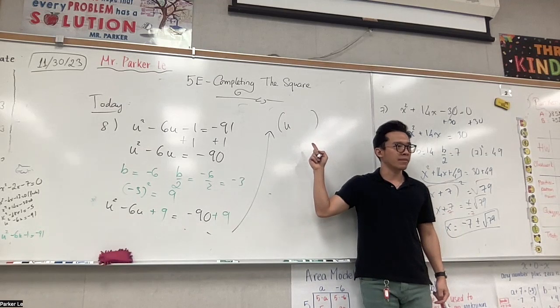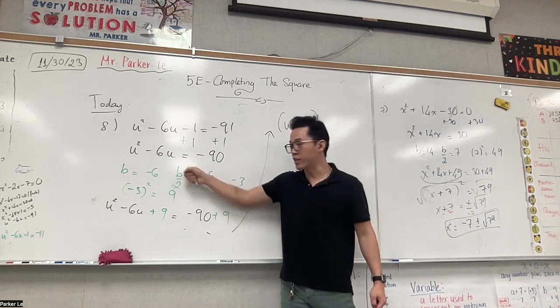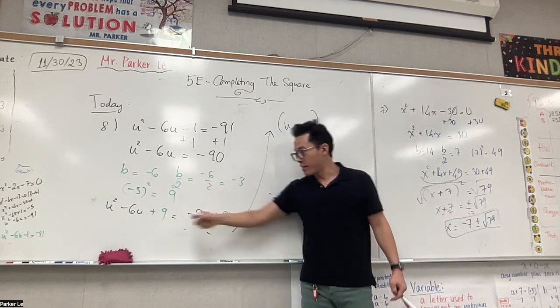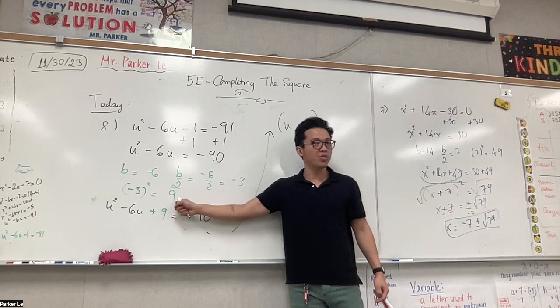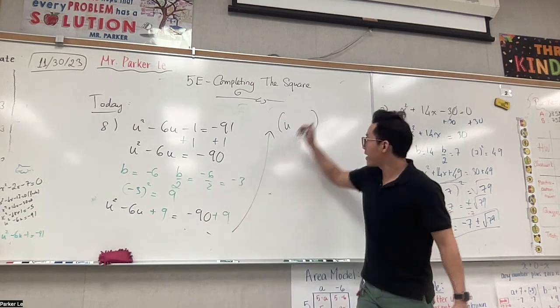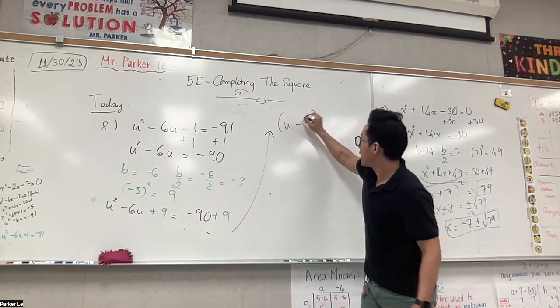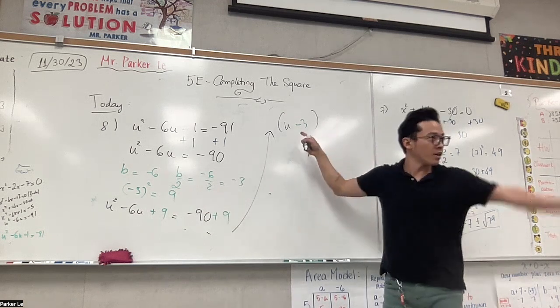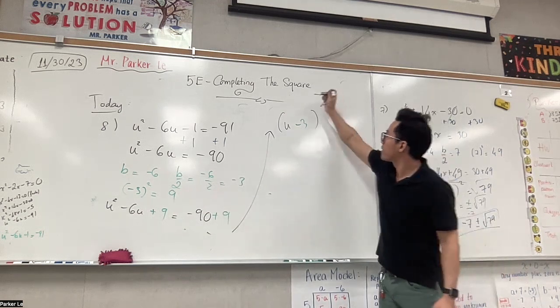Negative 3 or positive 9? Negative 3. Remember to write b over 2. This number, not this number. A lot of you write this number, so write negative 3 right here. This is the b over 2. Then look at the step by step. This is the b over 2.